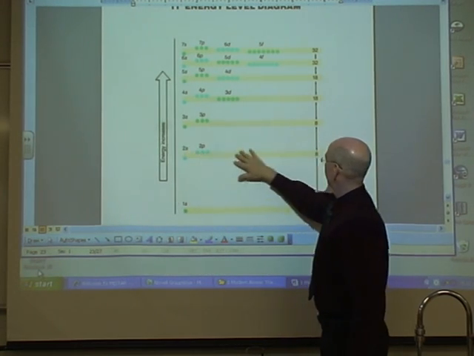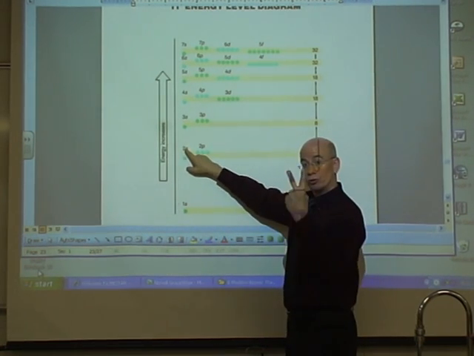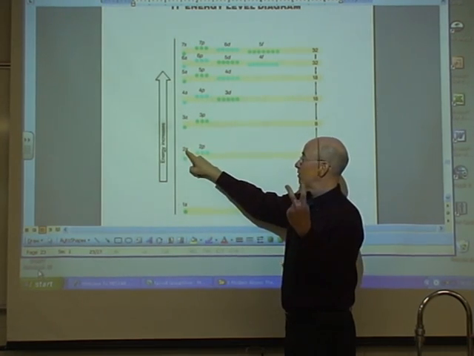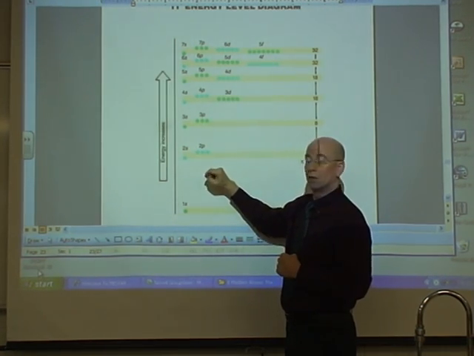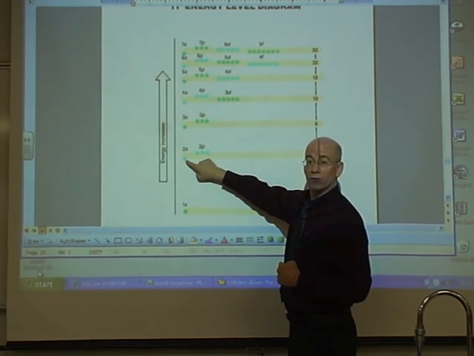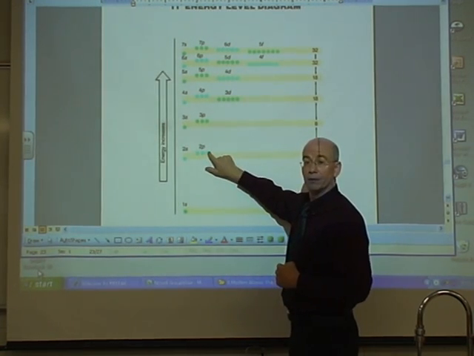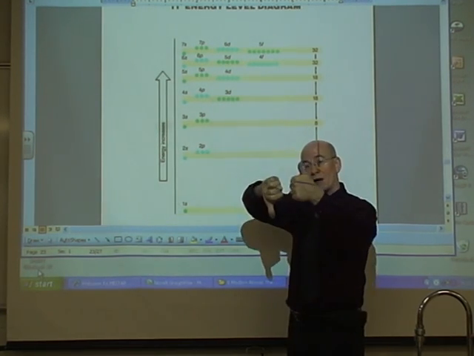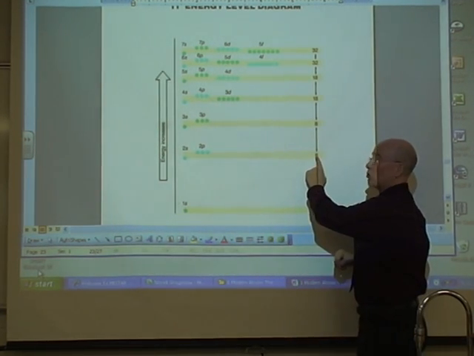If you look at energy level 2, we have 2 sublevels. So 2 is the first quantum number. The sublevels, S and P, are the second quantum number. Here are the orbitals, 1 orbital for s, 3 for p, that's the third quantum number. And then if you put 2 electrons in each and they have opposite spin, you'd have 8 total electrons in that energy level.